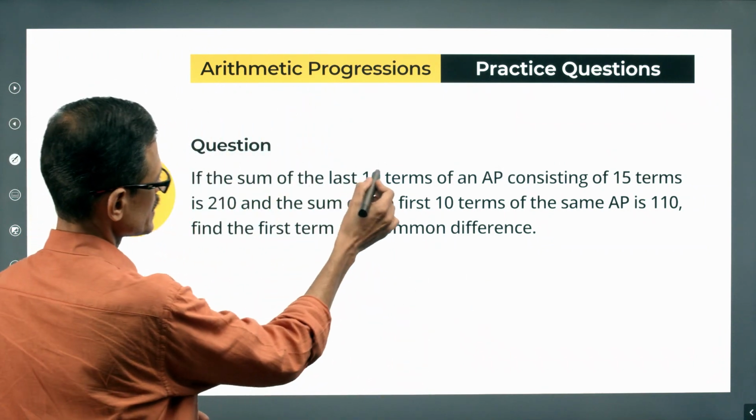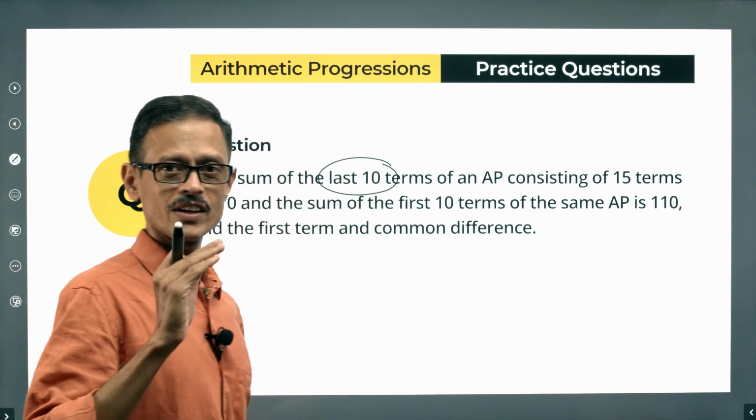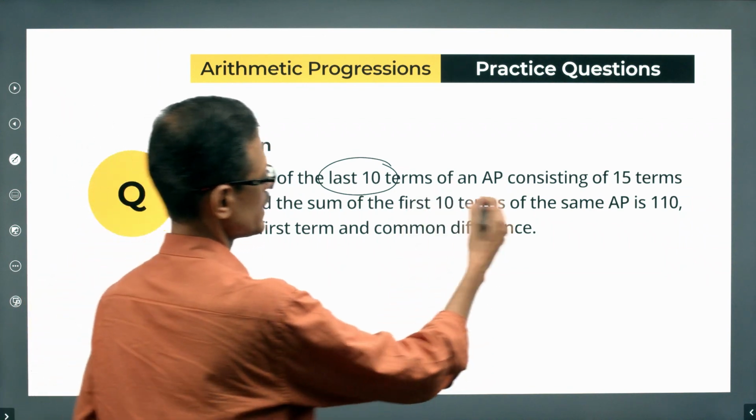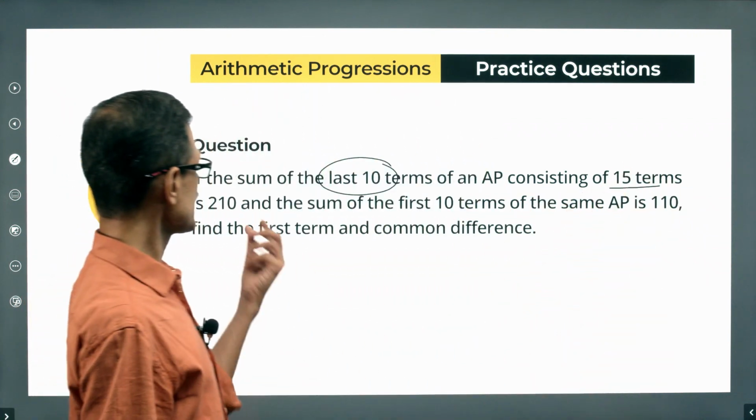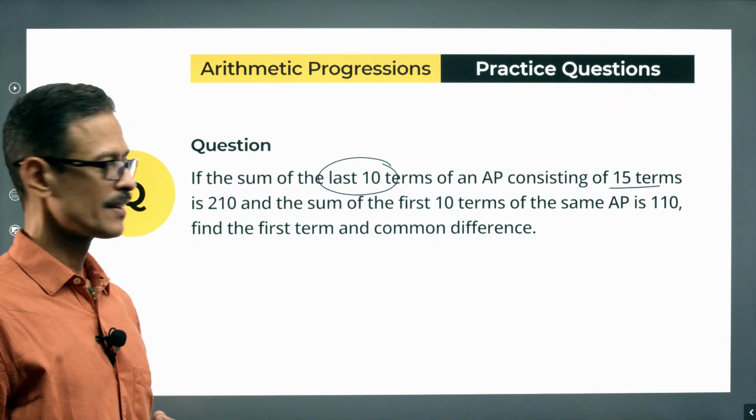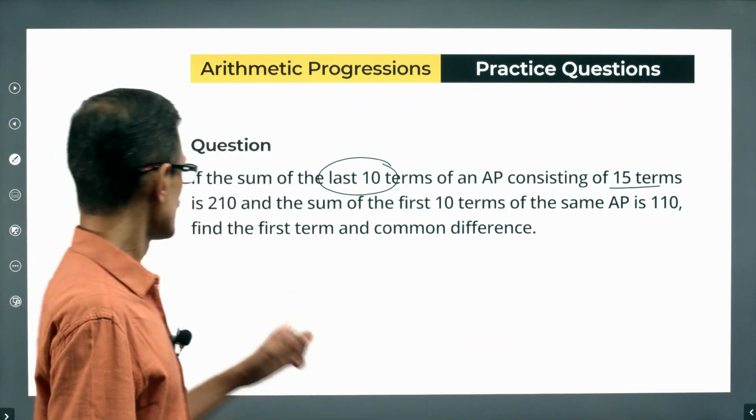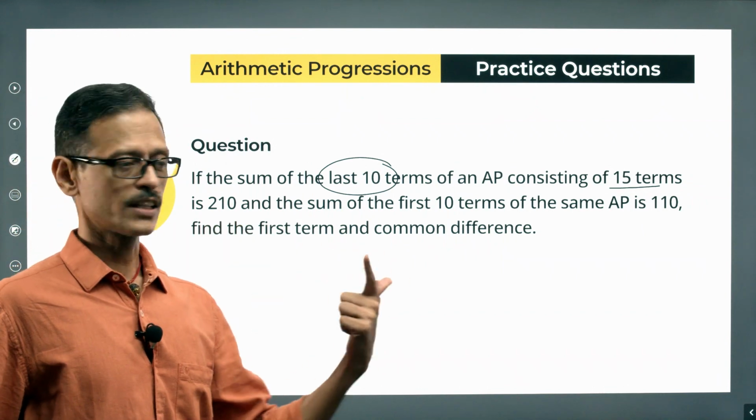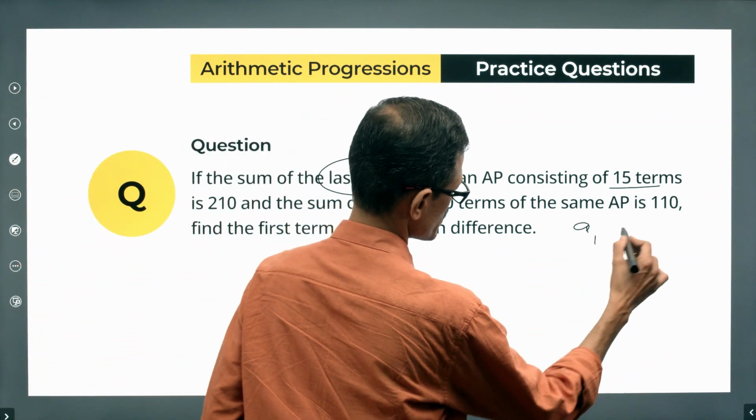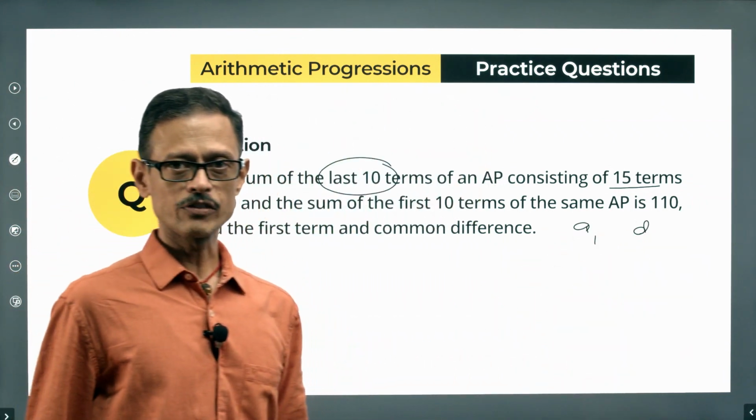If the sum of the last 10 terms, not the first 10, the last 10 terms of an AP comprising 15 terms is 210, and the sum of the first 10 terms of the AP is 110, that's straightforward. What we need to find out is the first term and the common difference. A1 is the first term, D is the common difference. This is what we need to find out.